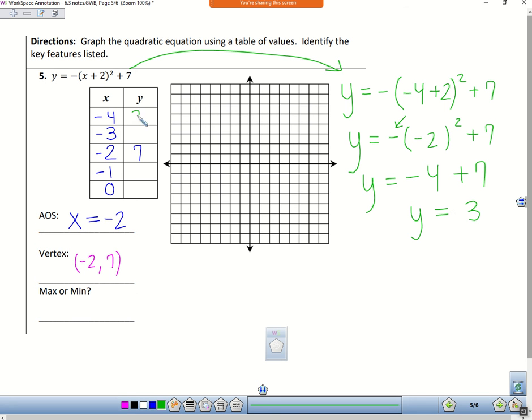So this is 3. Which means if this is 3, what other one is 3? 0 is also 3, right? Because they always have that symmetry. You remember the symmetry of the quadratic? They always match here. And then what else matches? These two always match. You see that?